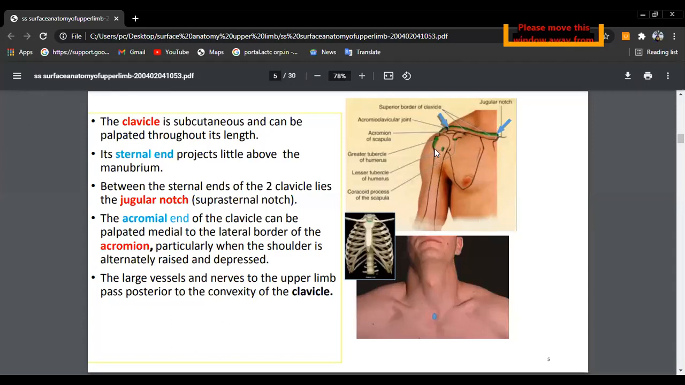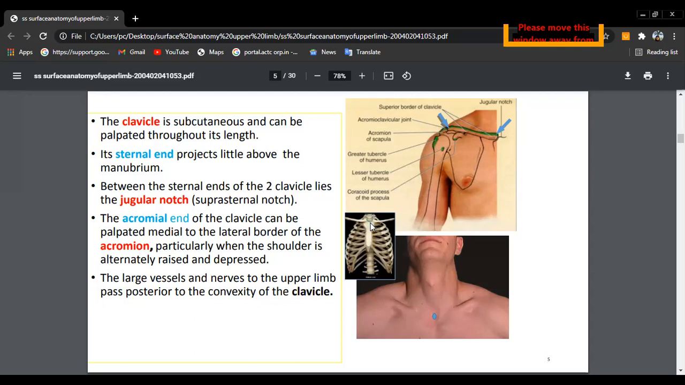Now let us try to palpate on yourself or on your friend or your brother, or you can just see. You have the clavicle bone which is subcutaneous and it can be palpated throughout its length. So this end, which is the medial end, is the sternal end, which is projecting a little above the manubrium. This is the manubrium of the sternum bone, and you can see this sternal end is actually projecting a little above the manubrium.